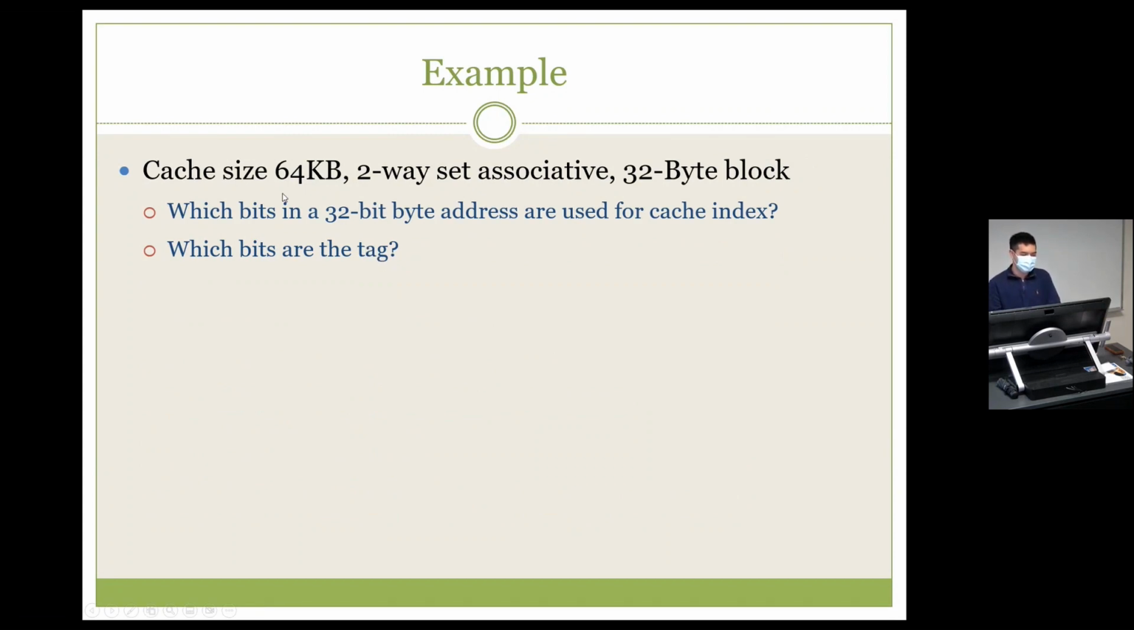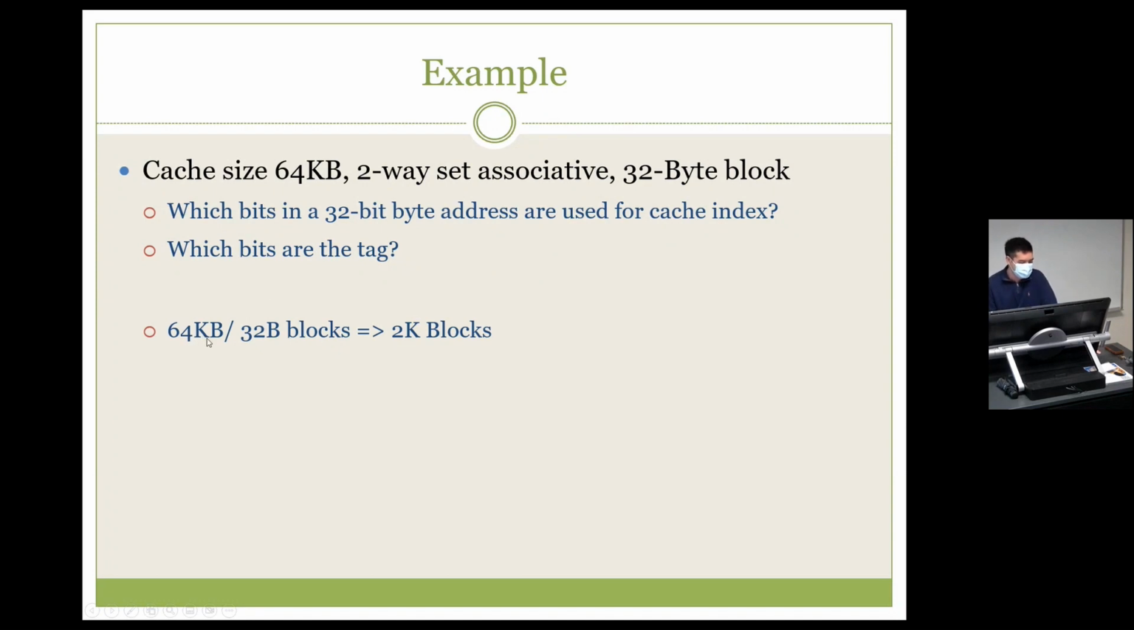So here is another example. Same overall size, 64 kilobytes. Again, 2-way set associative with a 32 byte block. Which bits in a 32-bit byte address are used for our cache index, and which bits are the tag? So let's do this again.